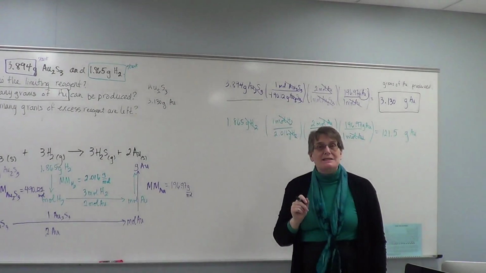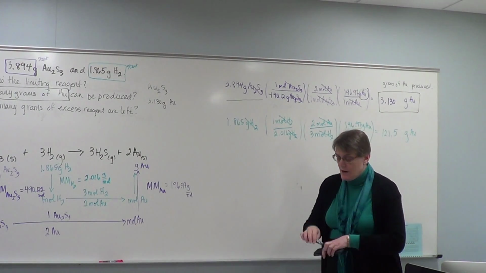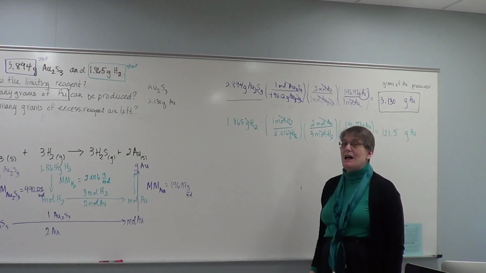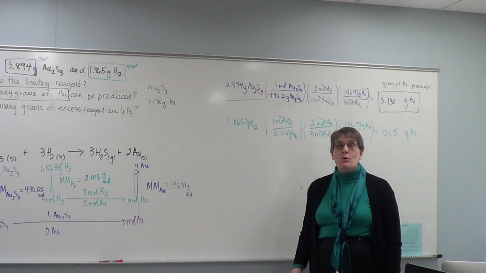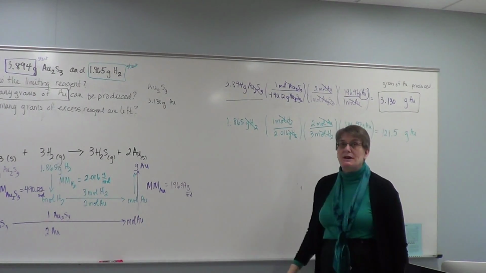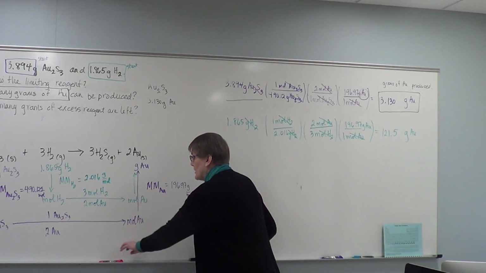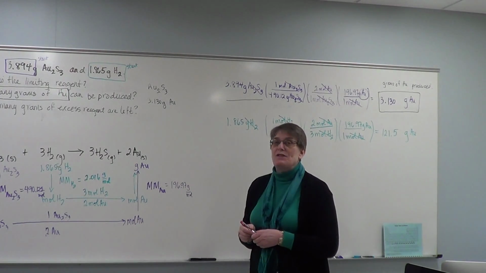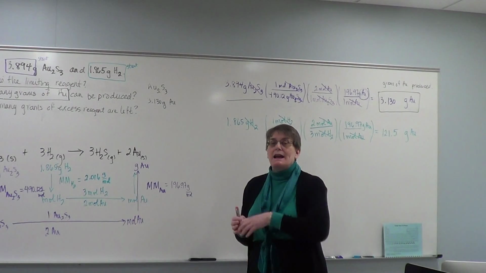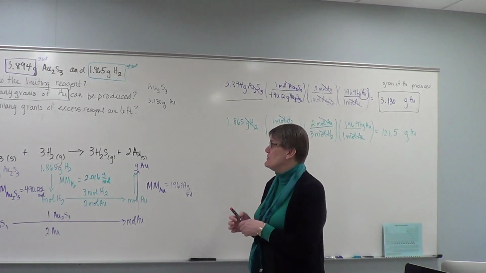So then the last part of the question was how much of the hydrogen is then left over. So we can figure that out. We started with 1.865 grams of hydrogen. How many grams of hydrogen did it take to produce the 3.130 grams of gold? So we're just going to do this reaction over here backwards. We're going to start with the amount of gold we produced from the gold sulfide, and we're going to calculate how many grams of hydrogen it takes to produce that many grams.